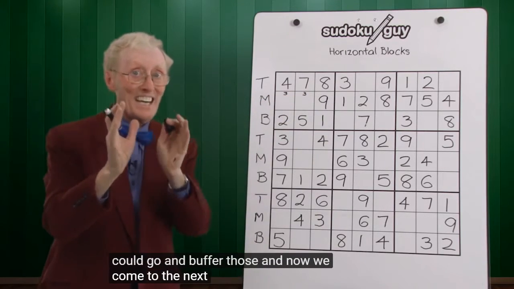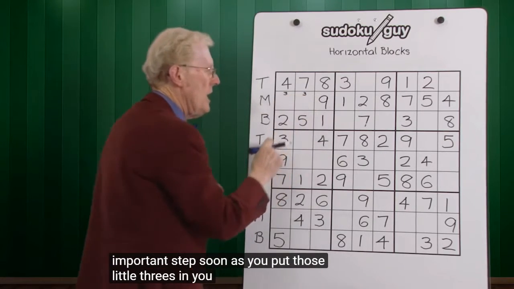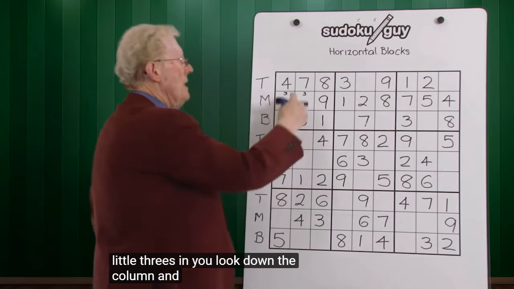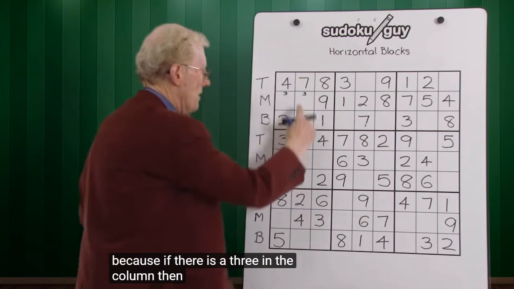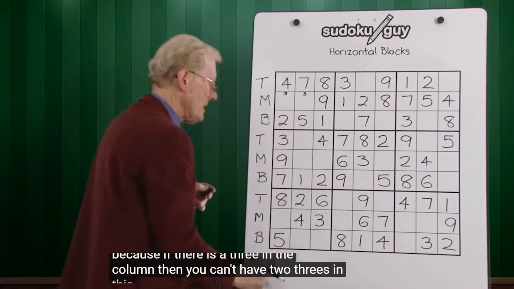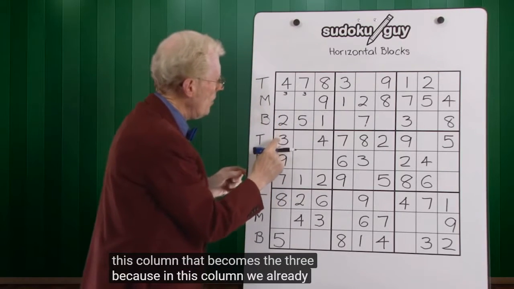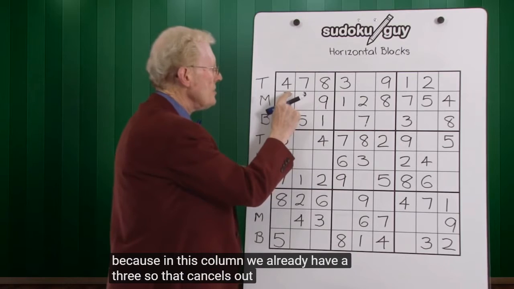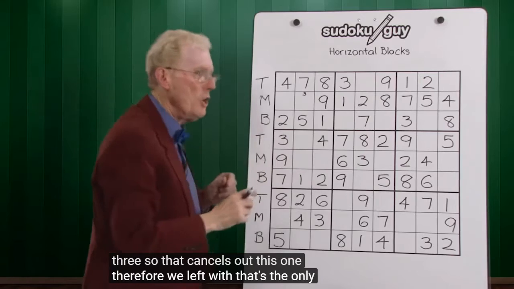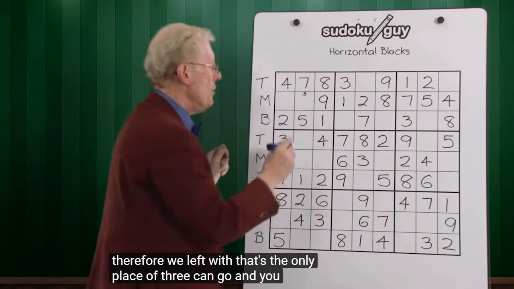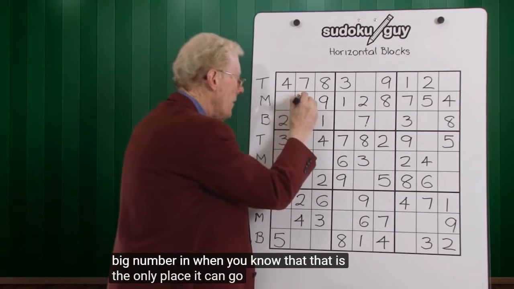And now we come to the next step, and this is a very important step. As soon as you put those little 3s in, you look down the column and see if there's a 3 there, because you can't have 2 3s in this column. That cancels out this one, because in this column we already have a 3. Therefore, that's the only place a 3 can go. And you only put a big number in when you know that that is the only place it can go.